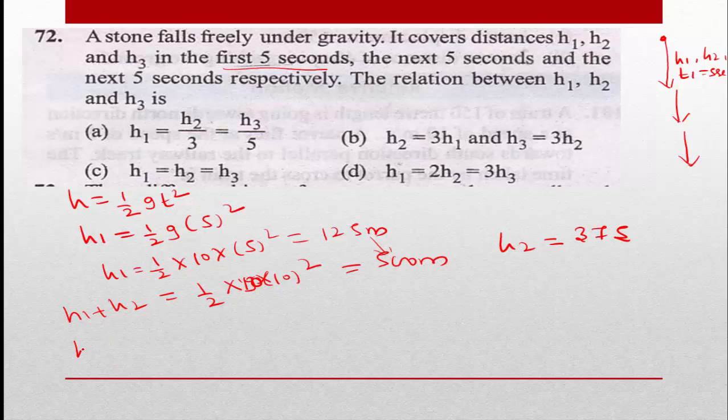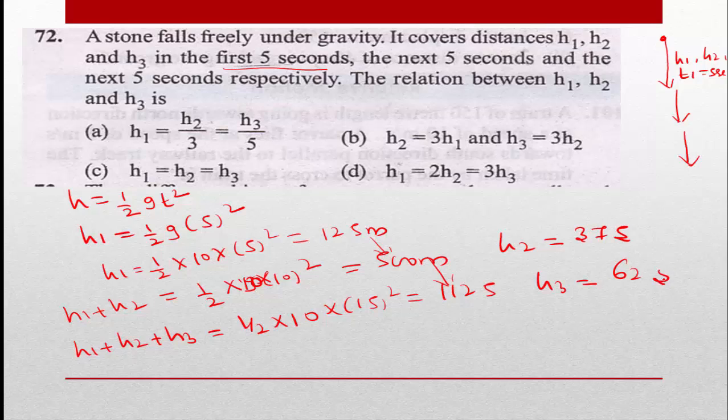And the third one, h1 plus h2 plus h3 is equal to 1 by 2 into g value 10 into, after 15 seconds, 15 into 15 into 10 into 1 by 2, that is 1125. Therefore h3 is equal to 1125 minus 500, we get the answer 625.